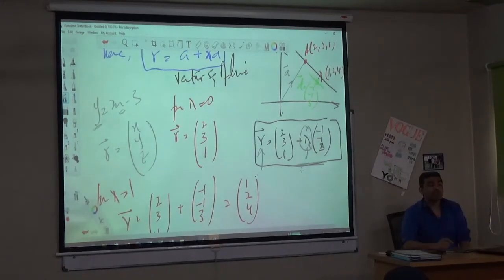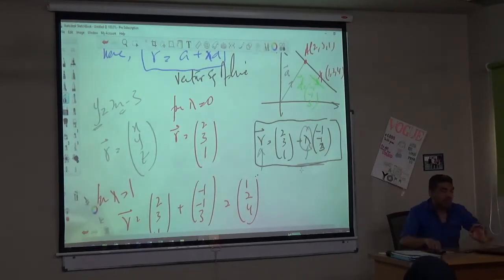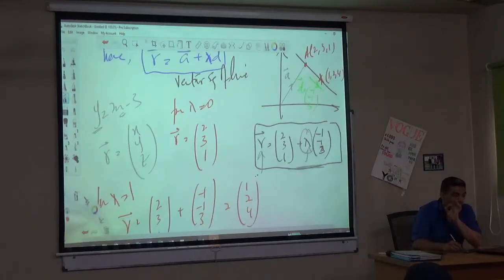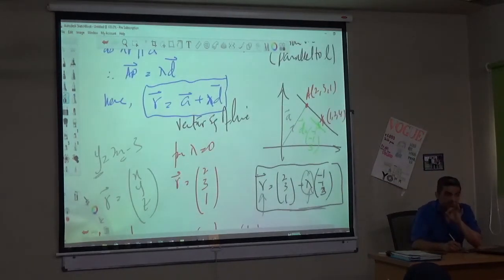But I just want you to understand: for lambda equal to 1, what is the significance of the point that comes out? Can anyone tell me the significance of this point by putting lambda as 1? Now see, this point is exactly one direction vector away from your fixed point A. The distance between the point that you just found and your original fixed point is exactly the same length as your vector D.